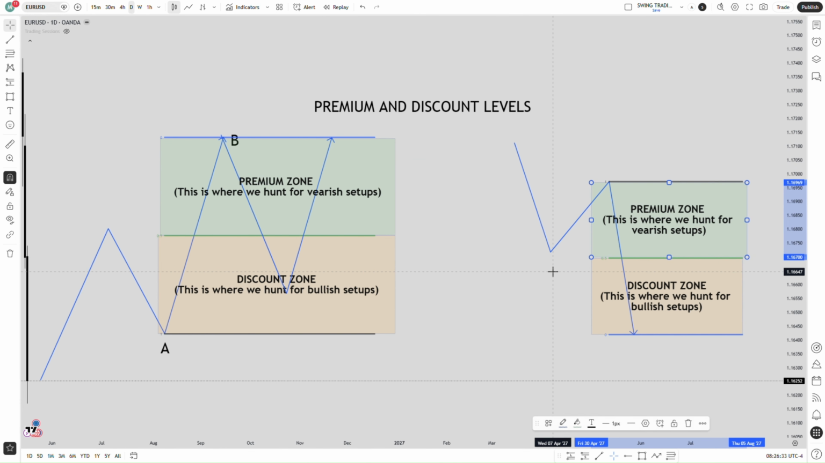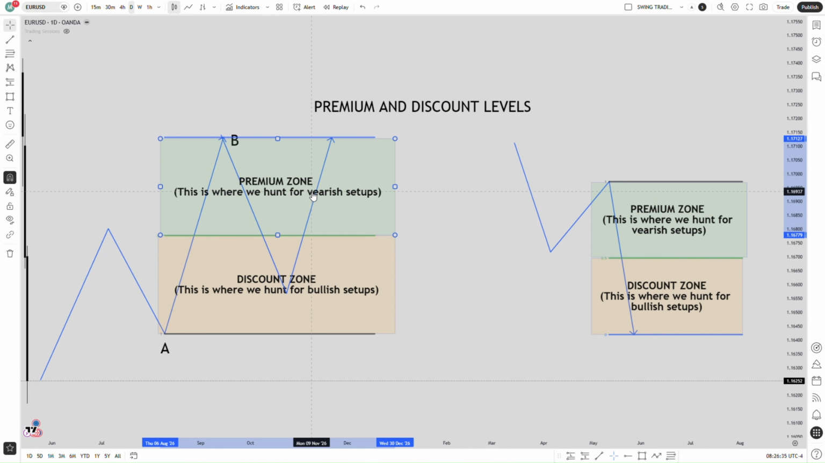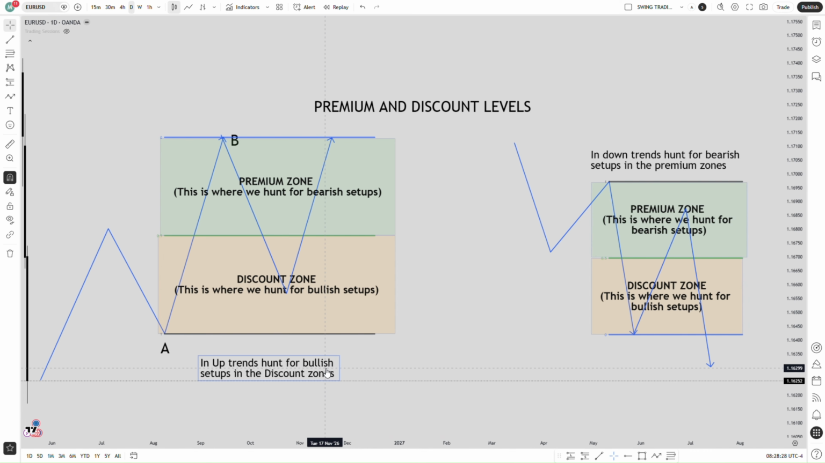But the difference now is that we can only hunt for bearish setups. We have a discount zone and a premium zone, but in this case, we are only hunting for bearish pullbacks and bearish setups in this premium zone. We can't take a sell here, and we can't take a buy here either. Why? Because this is a downtrend. So in uptrends, we hunt for bullish setups in the discount zone, while in downtrends, we hunt for bearish setups in the premium zone. Like I said, we can't be hunting for a bullish setup in this discount zone here.